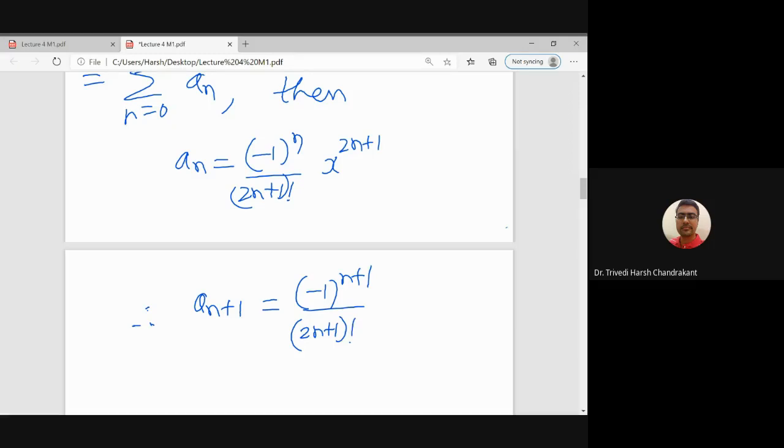Okay, so we substitute n equal to n plus 1. So this will be n plus 2n plus 3, right? n equal to n plus 1. Similarly, here we get x power 2n plus 3.